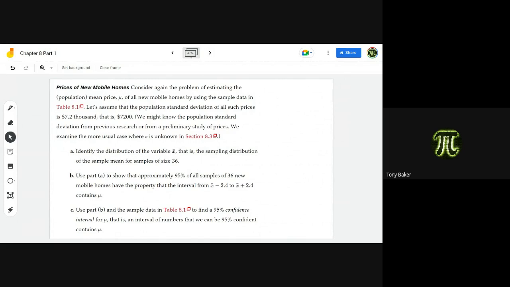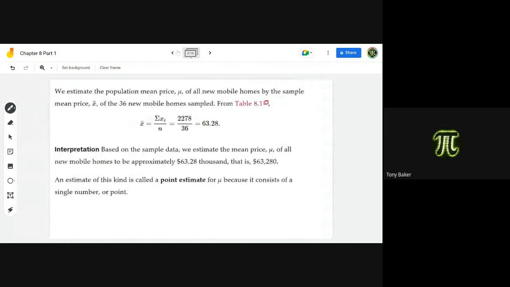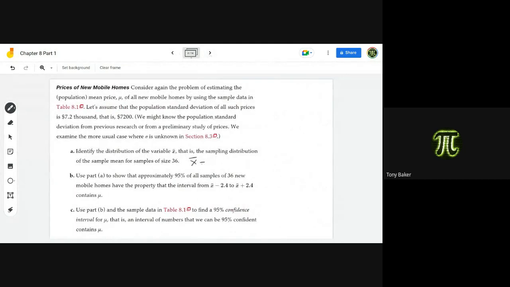So let's start identifying some information. We've got our sample mean. We had that already, and that was 63.28. And now we know our standard deviation is 7.2. So we want to show that 95% of all samples of 36 new homes are from that interval. So 95%.